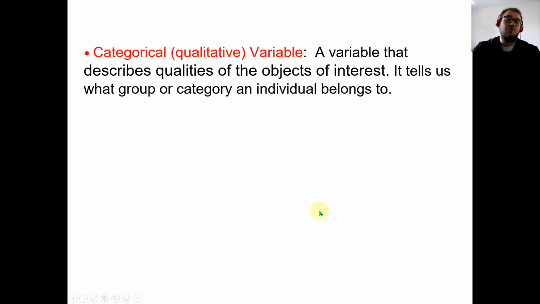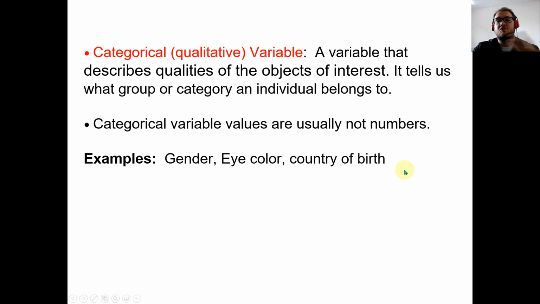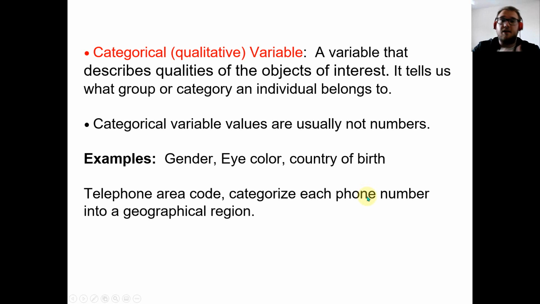Well, categorical or qualitative variables describe qualities of the object of interest. They tell us what group or category an individual belongs to. So these categorical variable values are usually not numbers. Examples of these are gender, eye color, and country of birth. And then more examples: telephone area code or zip code, which categorize each phone number in a geographical region.